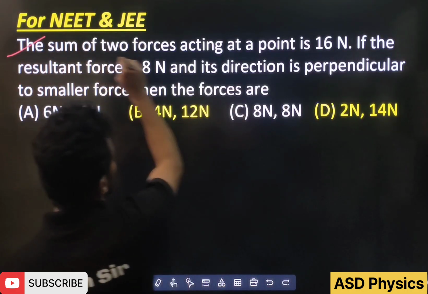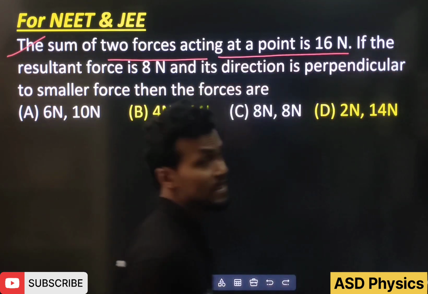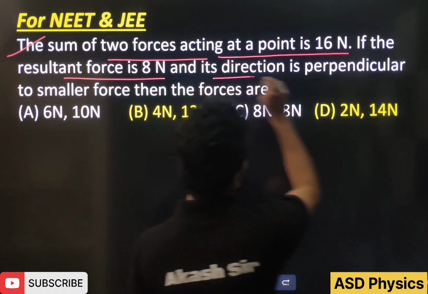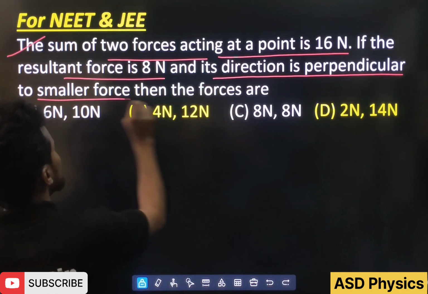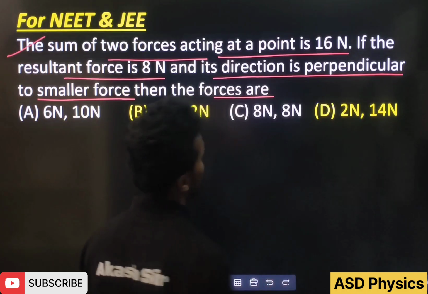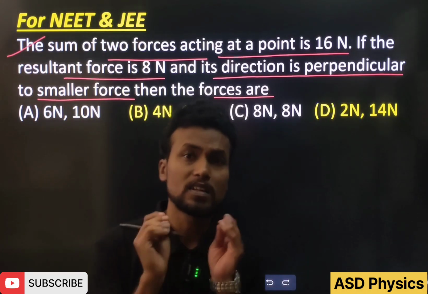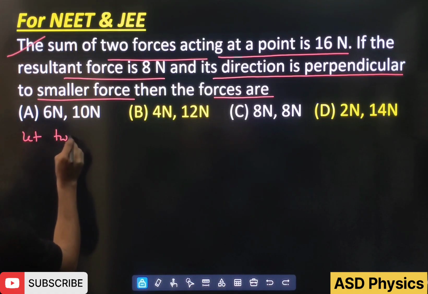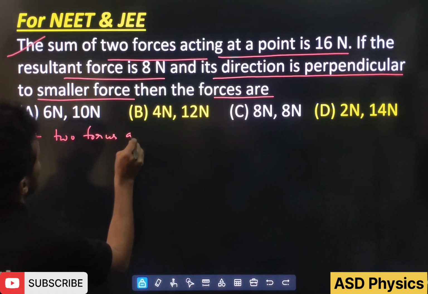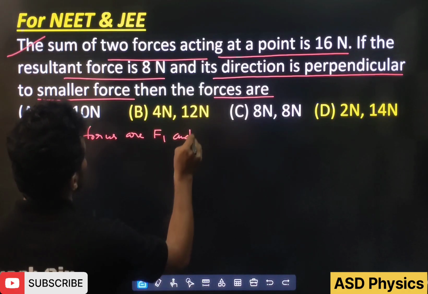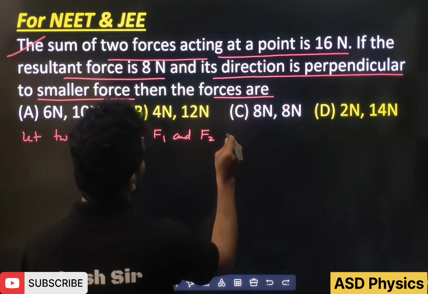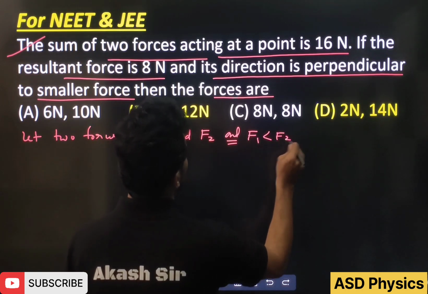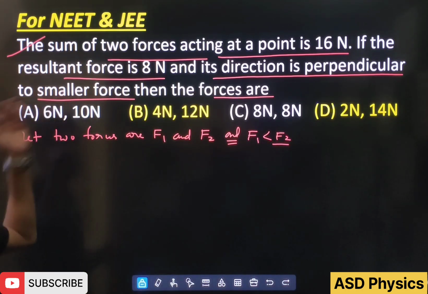The sum of two forces acting at a point is 16 Newton. If the resultant force is 8 Newton and its direction is perpendicular to the smaller force, then what are the forces? Here we should know very well the triangle law of vector addition. Let two forces be F1 and F2, and I am considering that F1 is smaller, F1 less than F2, because in the question they mentioned a smaller force.